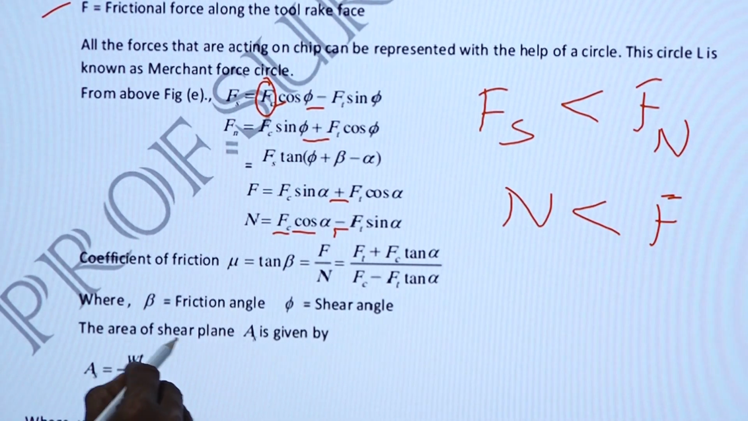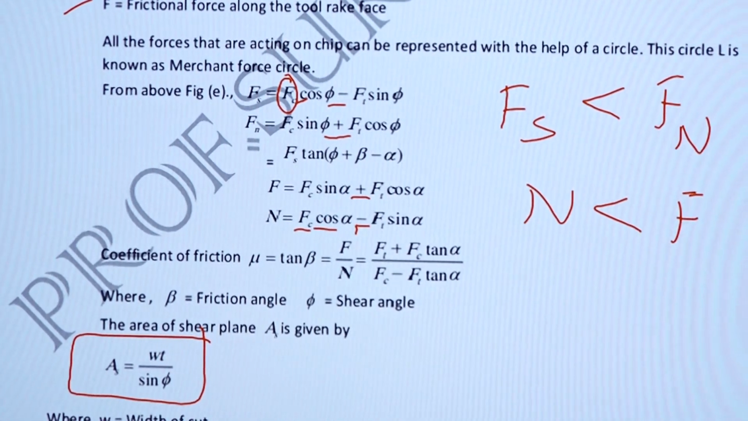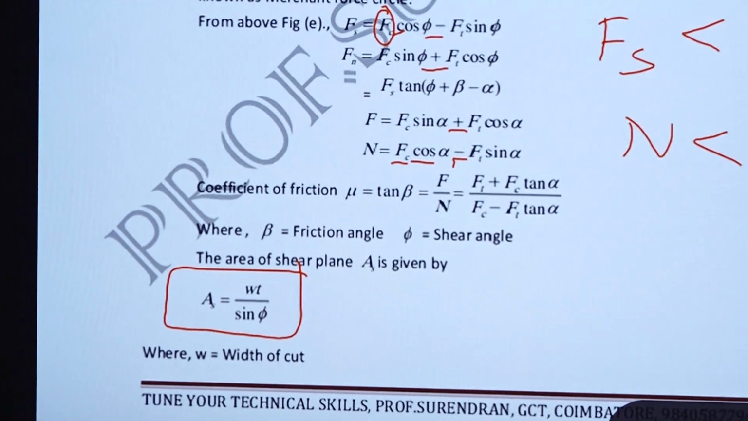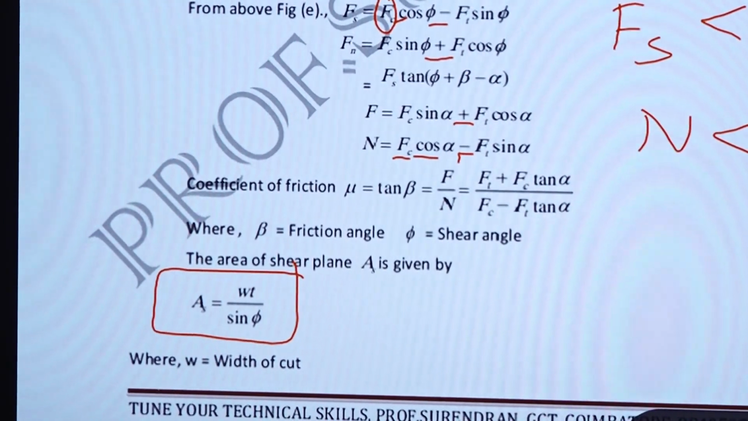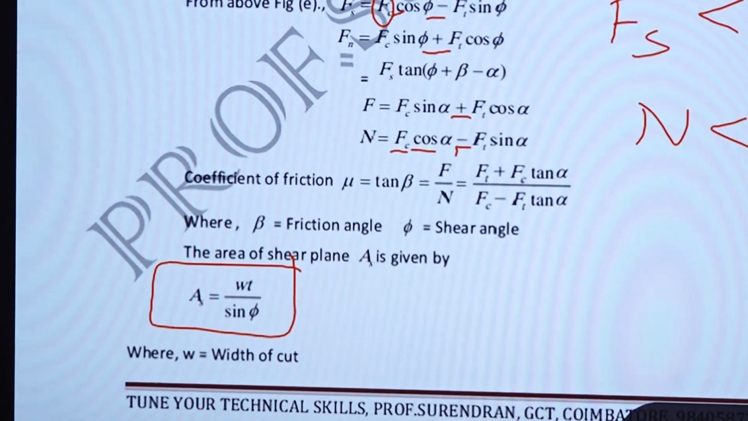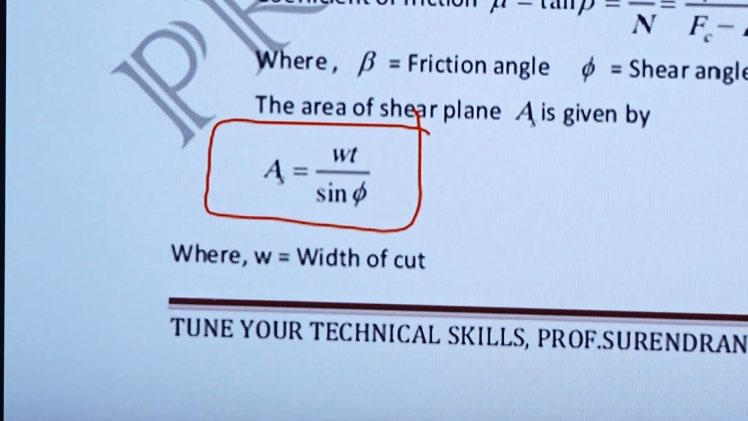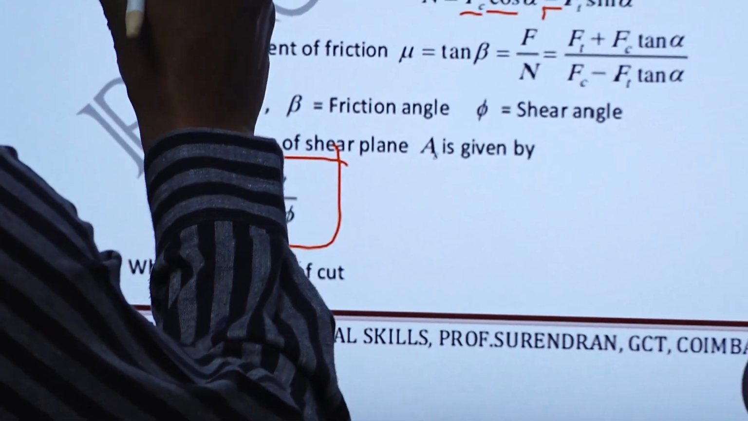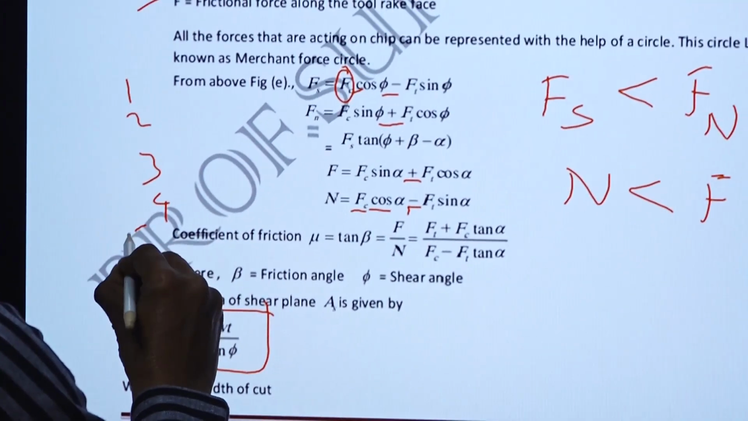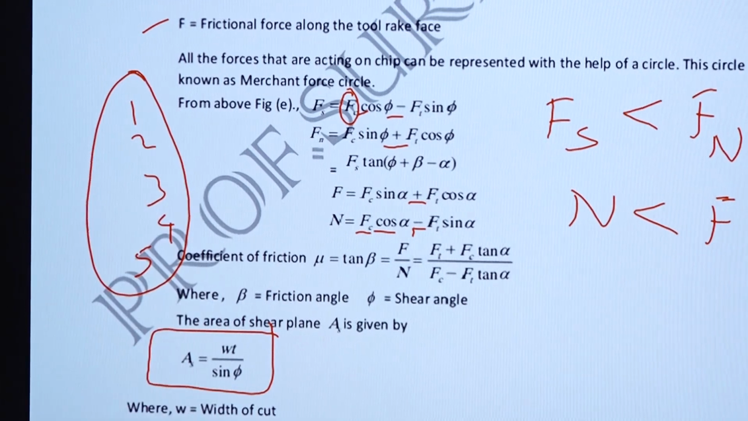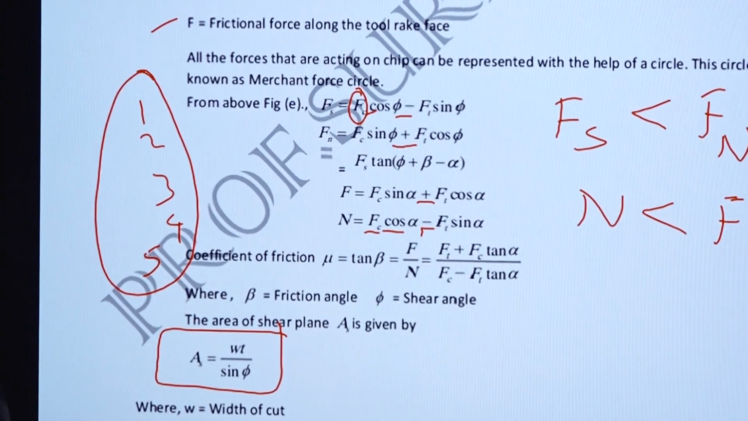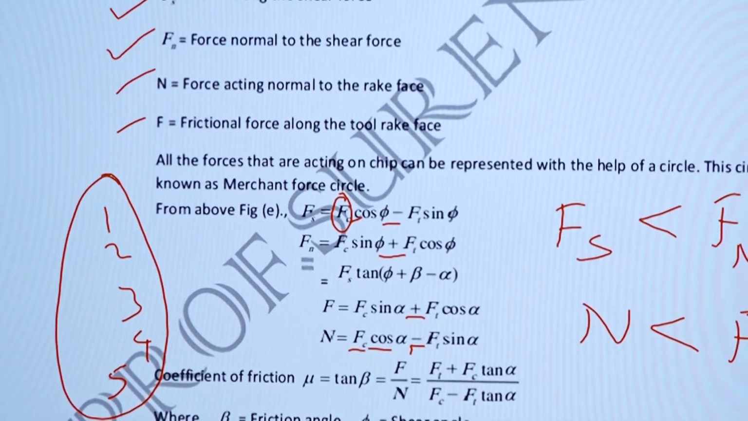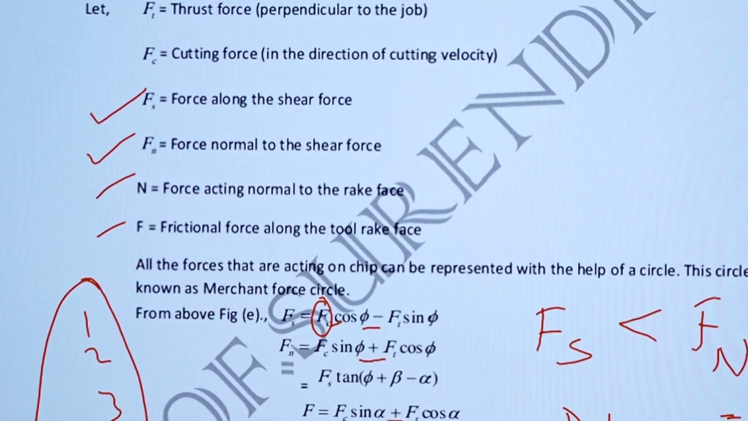The area of the shear plane can be calculated as W into t by sin phi. W is the width of the cut. So by using these five formulas, 1, 2, 3, 4, 5, all these five formulas are important from the competitive exam point of view.